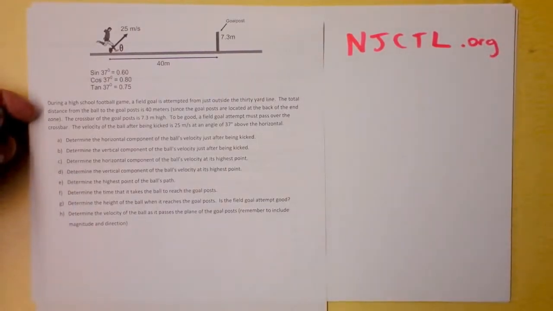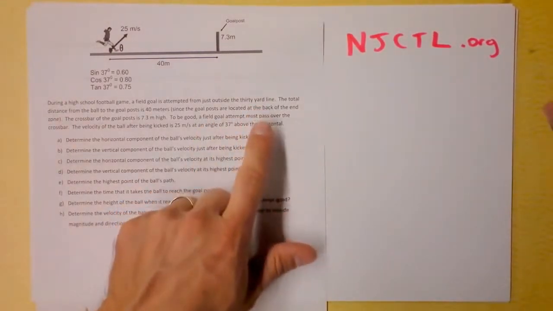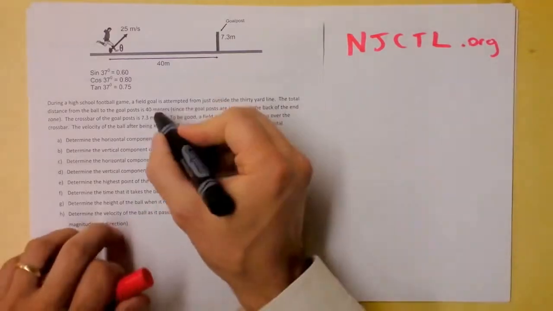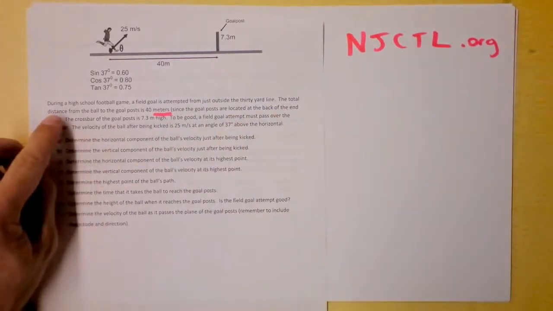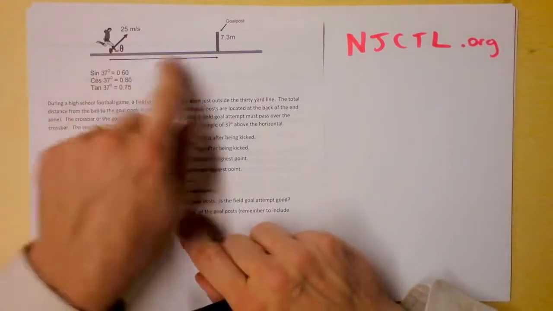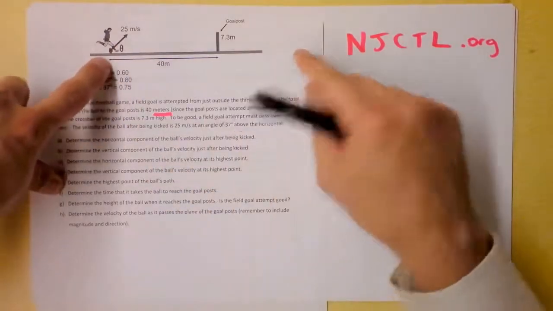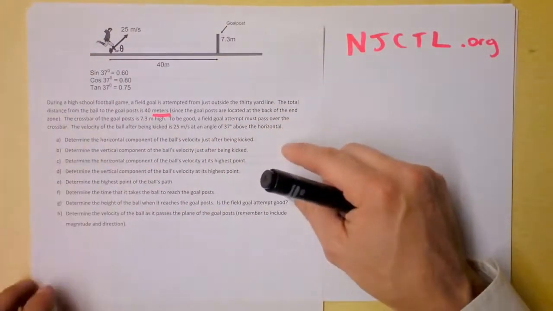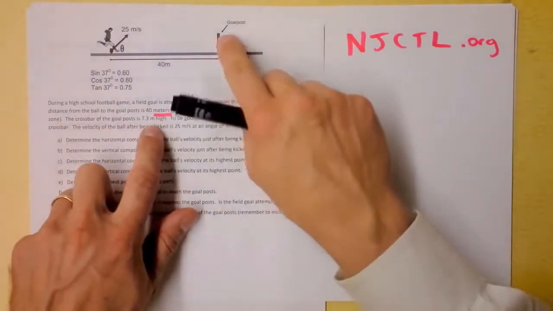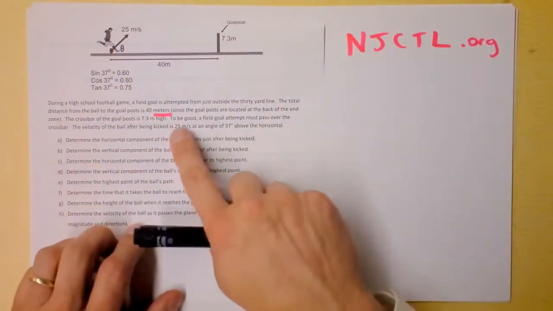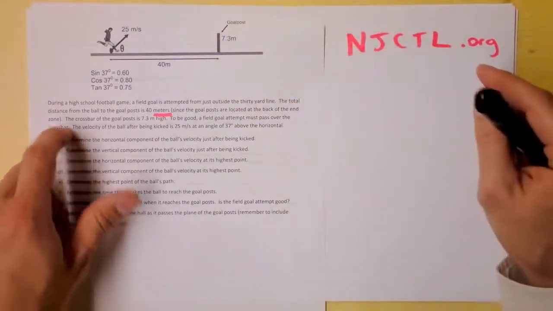We've got this high school football game, and there's this field goal being attempted from just outside the 30-yard line. I don't want to talk about yards, I want to talk about meters. So thank goodness we have converted into meters for the rest of the problem. The total distance from the ball to the goal post is 40 meters, but that's not delta x for the ball. The ball might go further, or it might not even go that far. They haven't told us that yet, so be careful. It says the crossbar of the goal post is 7.3 meters high. And to be good, a field goal attempt must pass over the crossbar, right? Any distance above the crossbar will be fine.